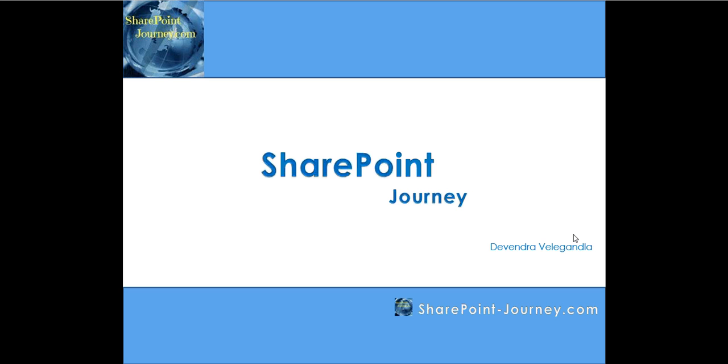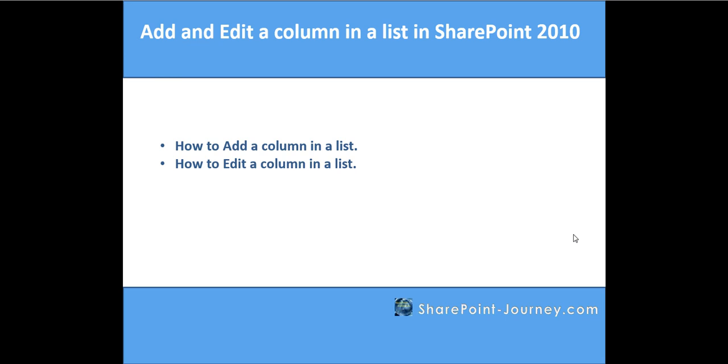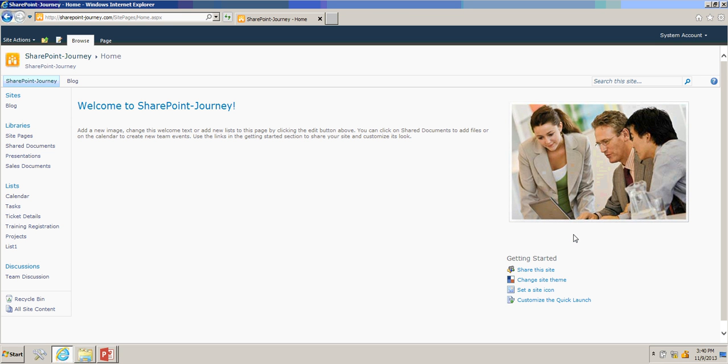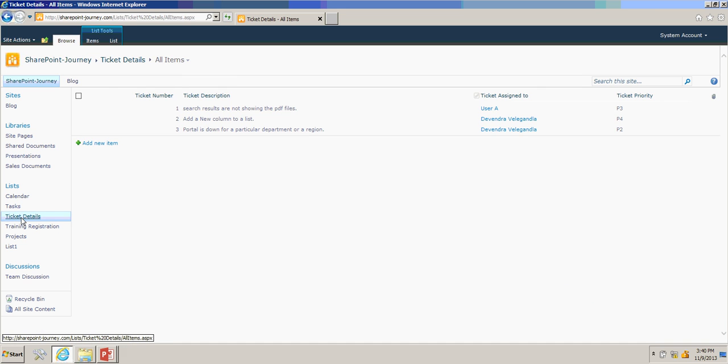This is Devendra Venigandla. In this lesson, you will learn how to add a column to your list and how to edit that column type in your list in SharePoint 2010. So let's go ahead and open the SharePoint site. This is our SharePoint site and we have a few lists here. Let's open one of the lists that is called Ticket Details.